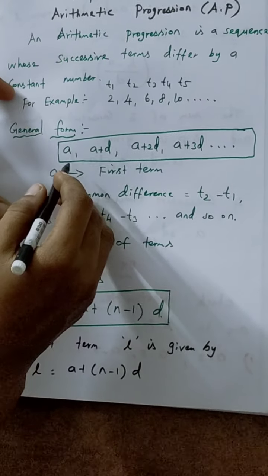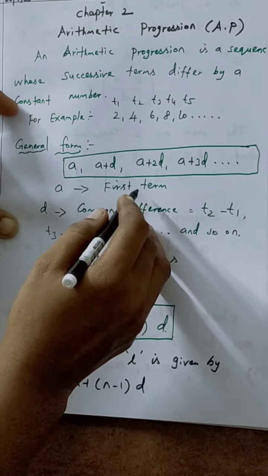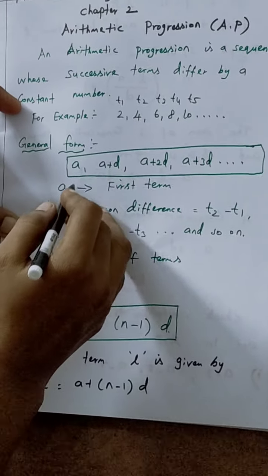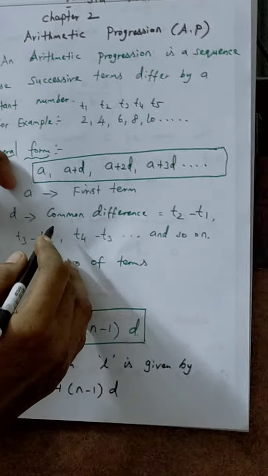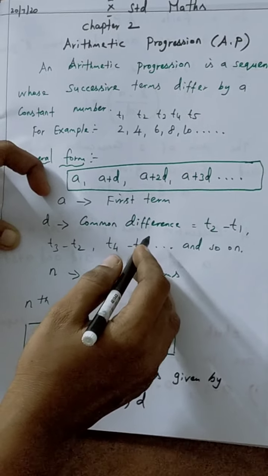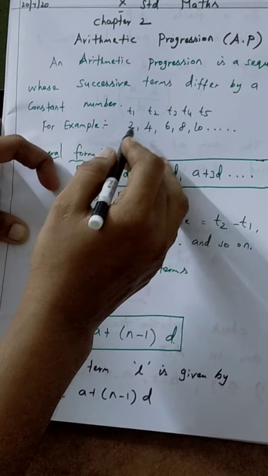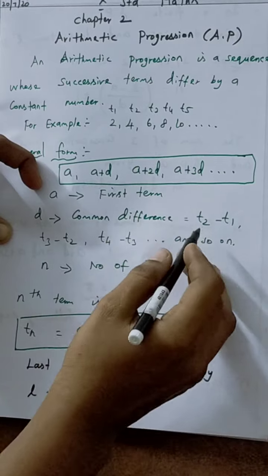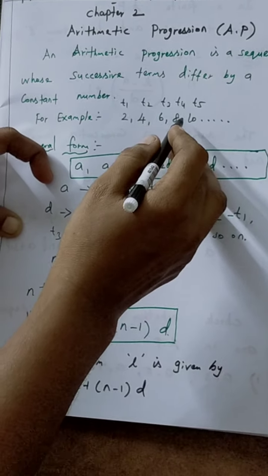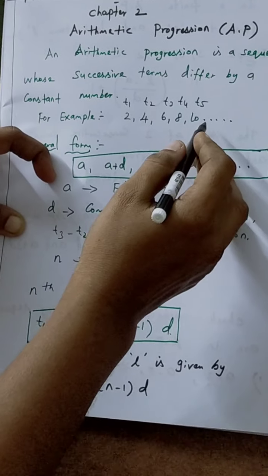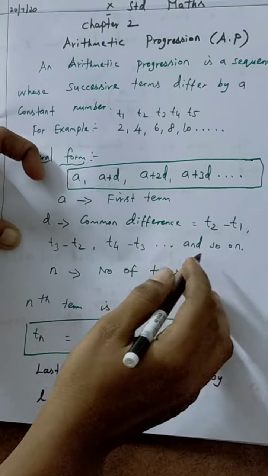Okay, the first term is denoted a, that is T1, the first term. So a stands for the first term. And then d means the common difference. Common difference means the second term minus the first term. So T2 minus T1. The next is T3 minus T2 and then T4 minus T3, then T5 minus T4 and so on. That is the common difference.